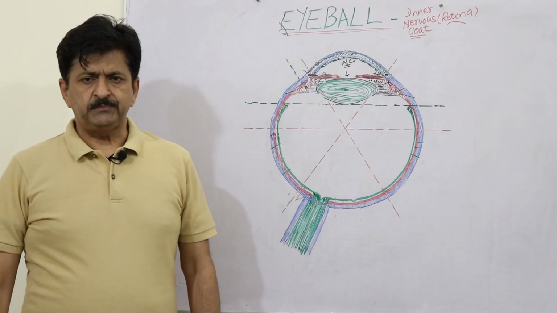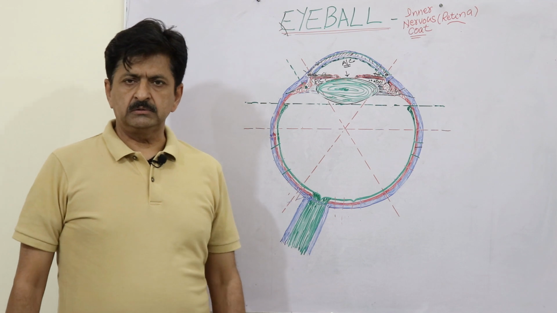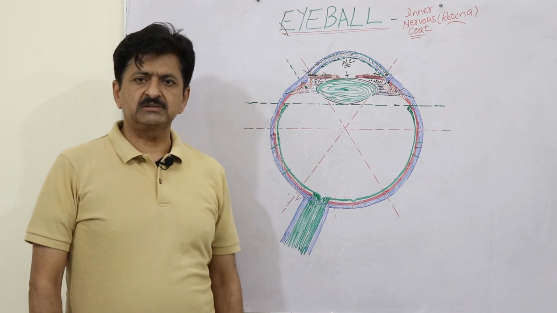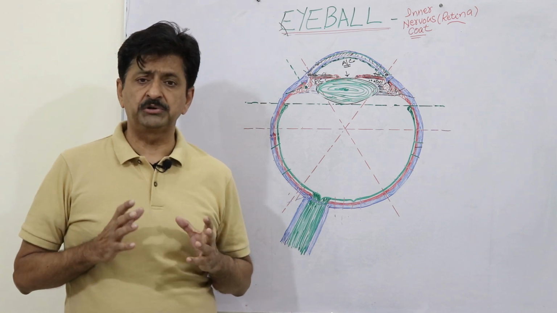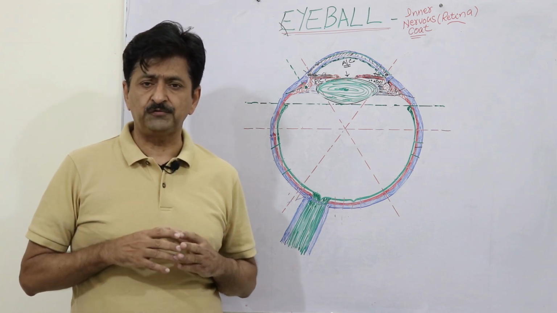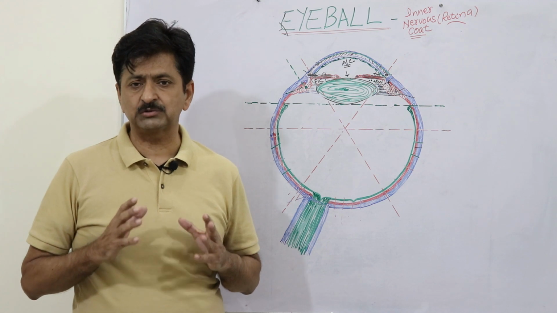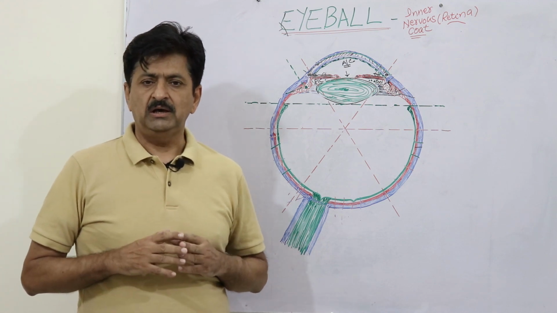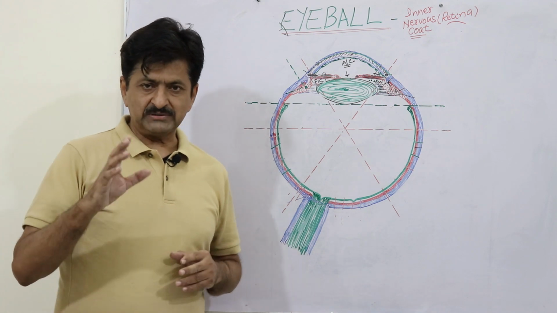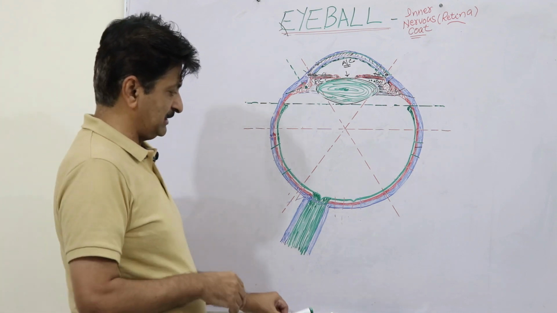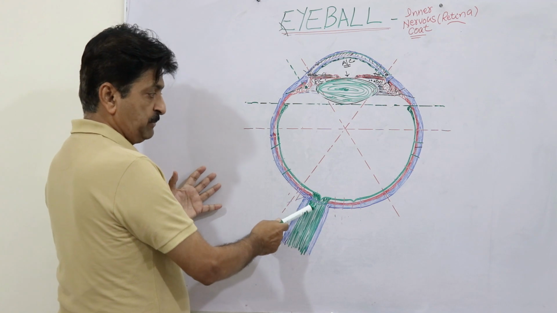Now, in this last session of the series of lectures on the eyeball, we are going to discuss the third component, the inner coat of the eyeball, that is called the nervous coat, or you can say its name is the retina. Before understanding the retina, have a look at this picture.